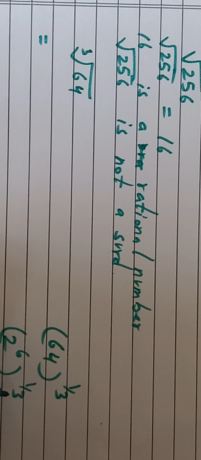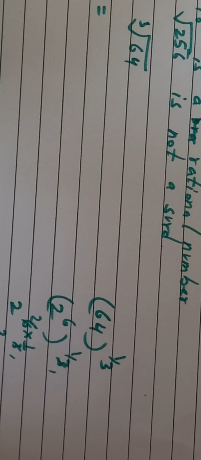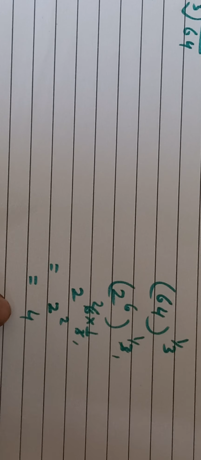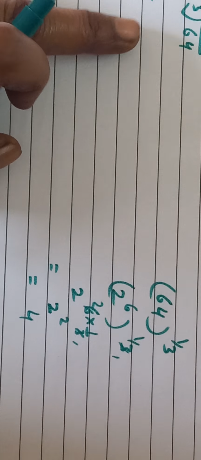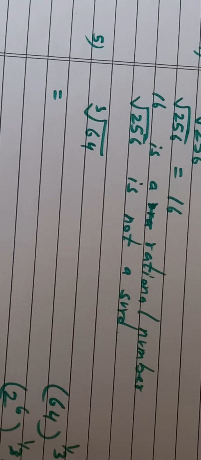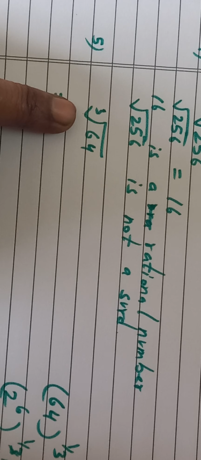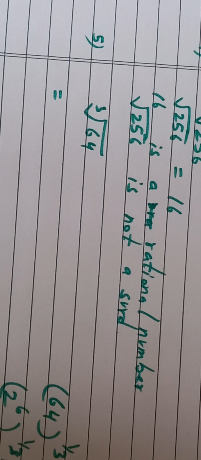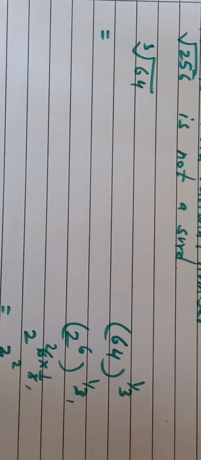So what am I going to get? You know the laws of indices. 2 raised to 6 into 1 by 3. 3 ones are 3, 3 twos are 6. So what am I going to get? 2 raised to 2. 2 raised to 2 is 4. So when I am going to solve this, I am getting 4. 4 is a rational number. If 4 is a rational number, cube root of 64 is a rational number. So if it's a rational number, then it is not a surd. So there is no need to again do the comparison of nth root a and all that. You just write it like this and show.